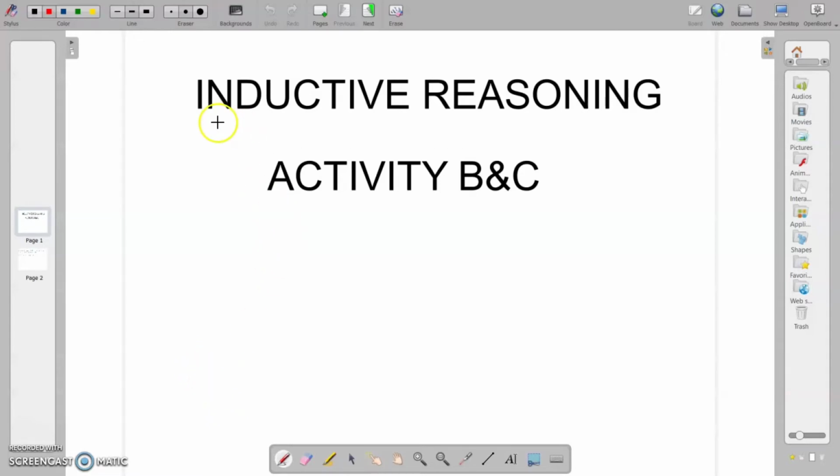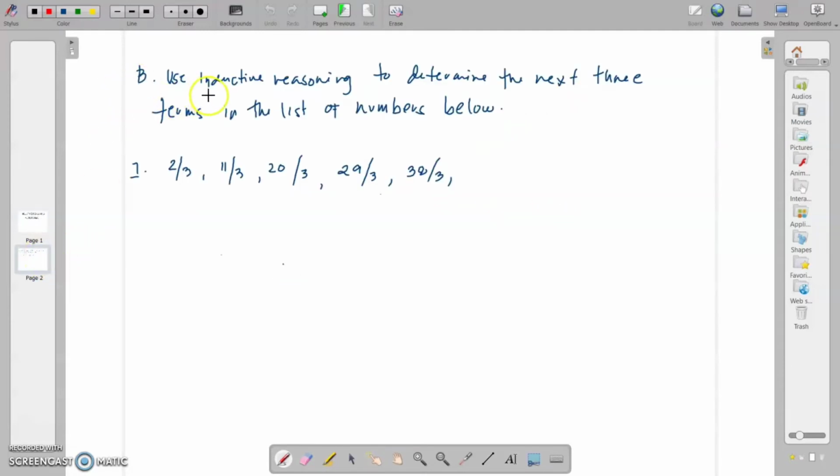Our lesson for today is inductive reasoning, so let's answer activity B and C. In B, use inductive reasoning to determine the next three terms in the list of numbers below. So in number 1: 2/3, 11/3, 20/3, 29/3, and 38/3. What are the next three terms?